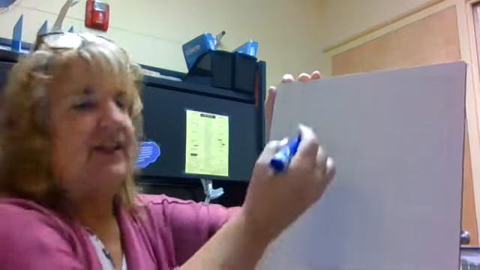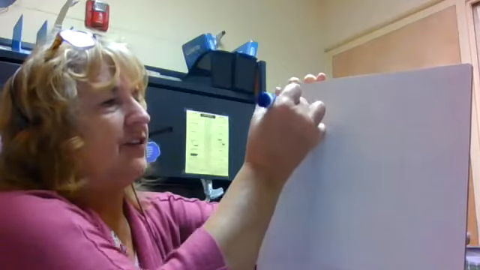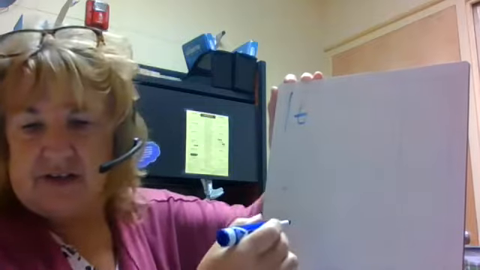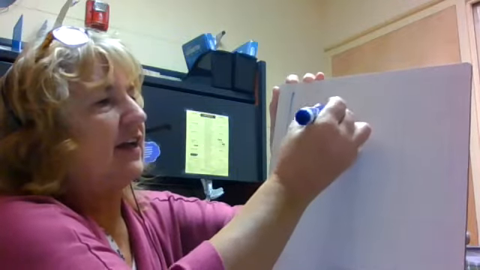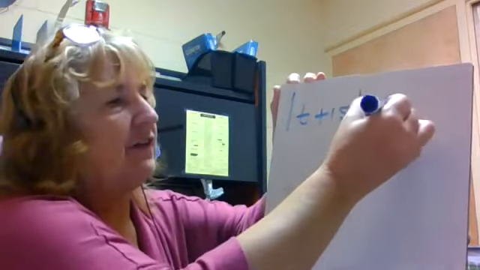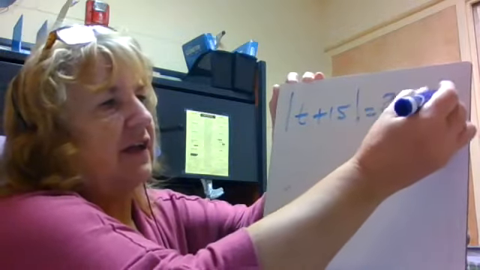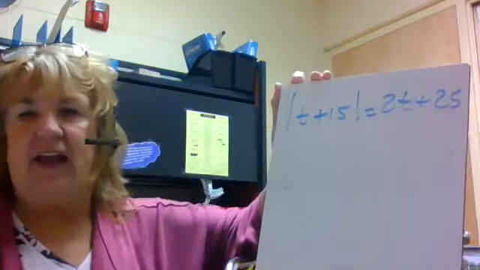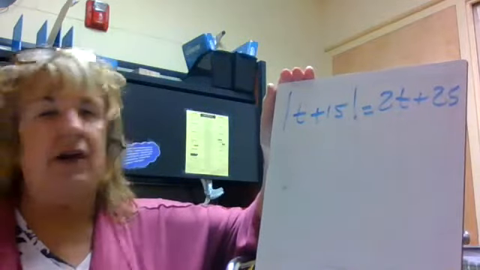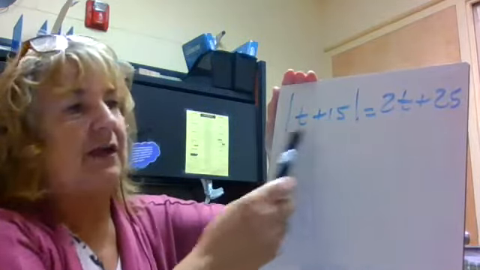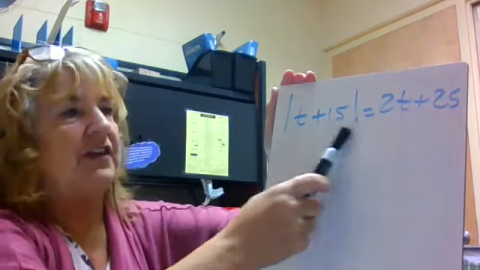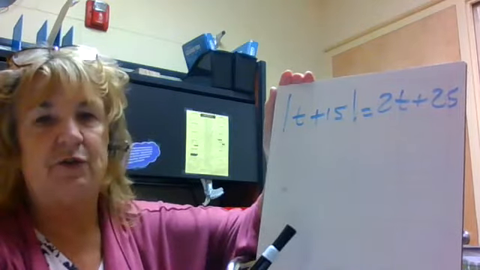Let's take a look at this equation first. Let's go: the absolute value of t plus 15 equals 2t plus 25. Now, when we're solving absolute value equations, remember that the first thing you have to do is make sure the absolute value is by itself, that there's nothing over there with it. Well, there's nothing over here with this one, so we're ready to solve it.